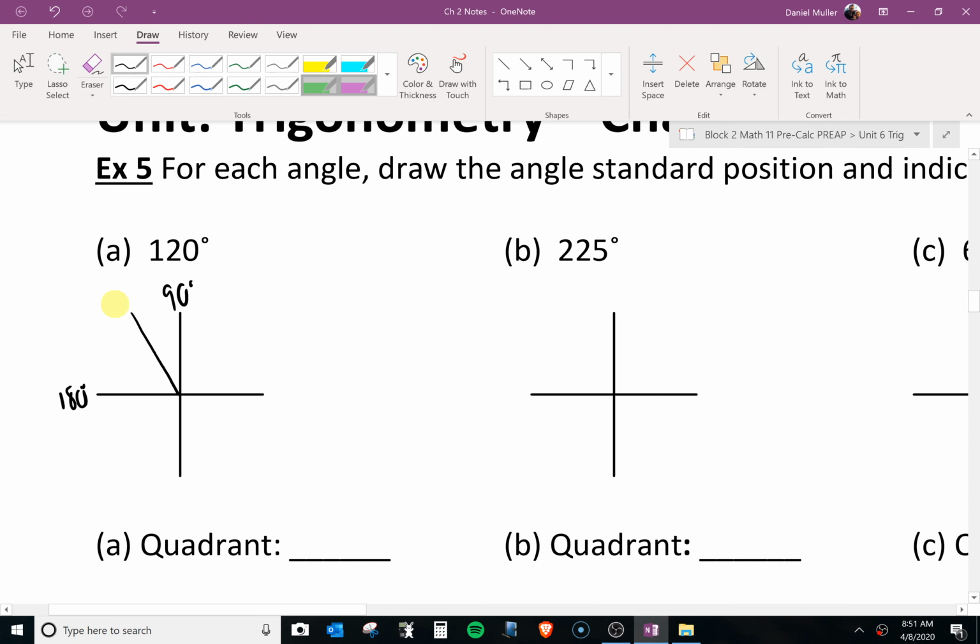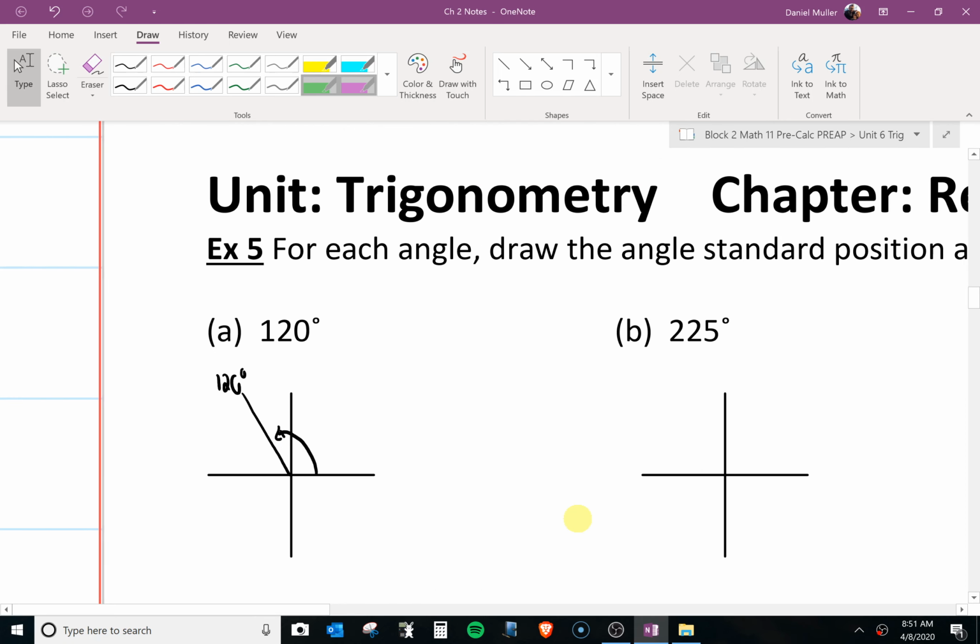So 120 degrees is right there. So if you want to draw it, then you should have something like that, and then a little arrow indicating how many times around you have gone. So I haven't gone around a full time, I've just done the 120. And this is in quadrant 2.